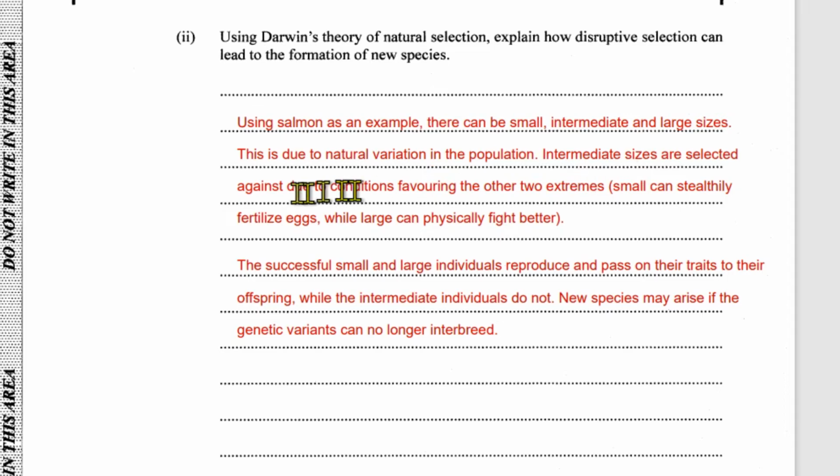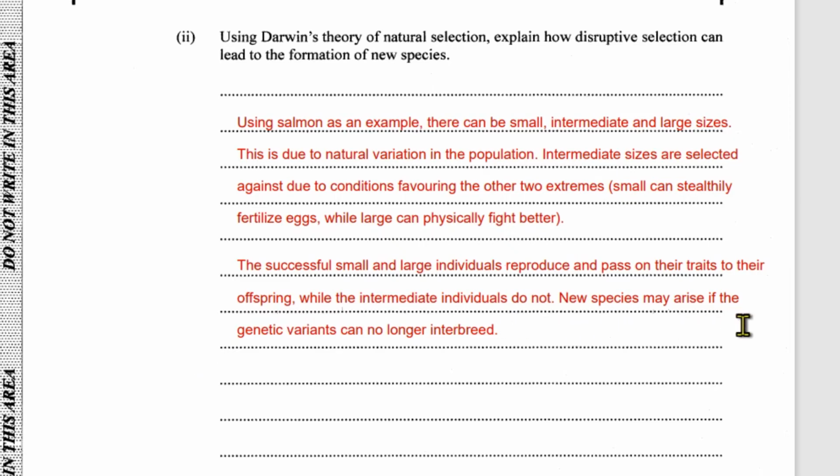Intermediate sizes are selected against due to the conditions favoring the other two extremes. So the small can stealthily fertilize the eggs, the large can physically fight better and thus fertilize the eggs. The average ones can't. So the successful small and large individuals would reproduce and pass on their traits to their offspring. So the small man and the tall man get through, but the average height man doesn't get through. So he wouldn't be having much children. The intermediate individuals do not.